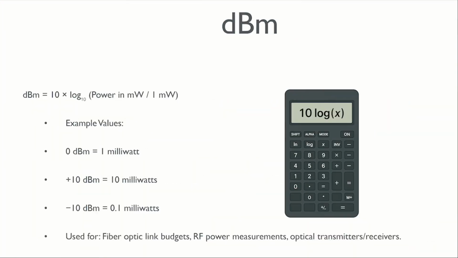dBm measures absolute power level referenced to 1 milliwatt. dBm equals 10 times log 10 multiplied by power in milliwatts divided by 1 milliwatt. For example, 0 dBm equals 1 milliwatt. Positive 10 dBm equals 10 milliwatts. Negative 10 dBm equals 0.1 milliwatts.